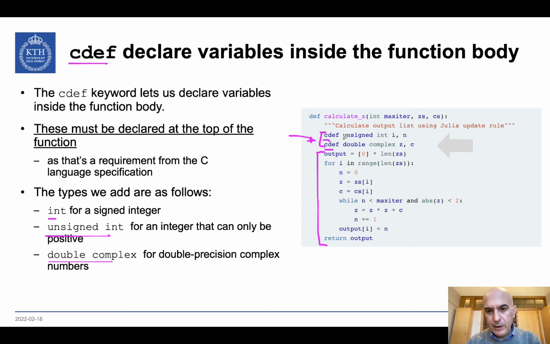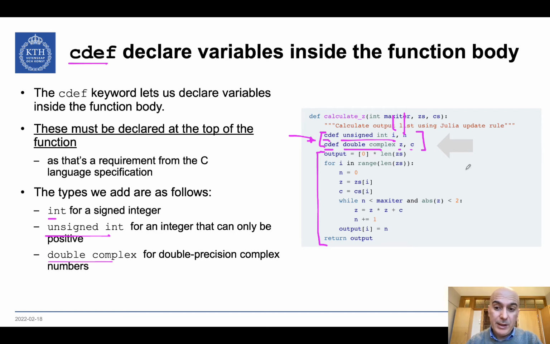So we use cdef, then the type, and then the name of the variable. These i and n are basically counters, so we can define them as unsigned. And then we have the two numbers that are complex numbers. We want to have them in double precision, so we have double complex z and c. So we are going to have this Cython type annotation. As you see here, it's very simple. We just add the definition at the beginning of our function.